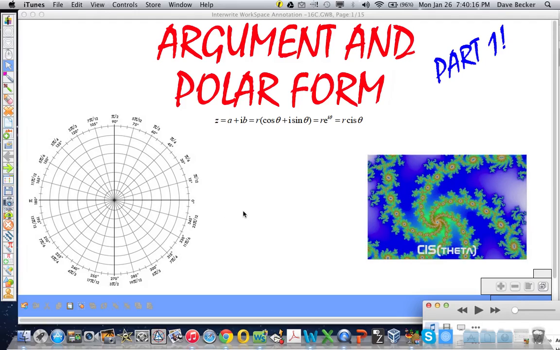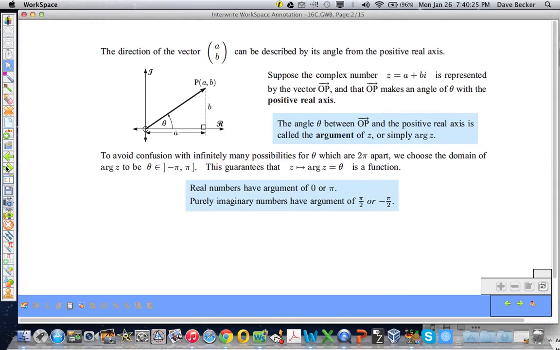And now we are going to talk about argument and polar form, part one. Hopefully it's only two parts. We shall see. Let's move forward, shall we? All right. Pay attention here.